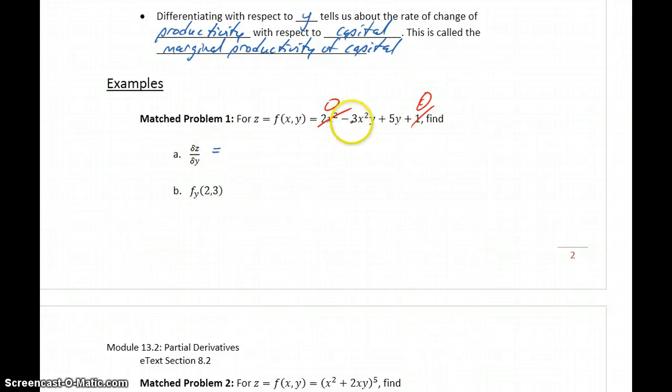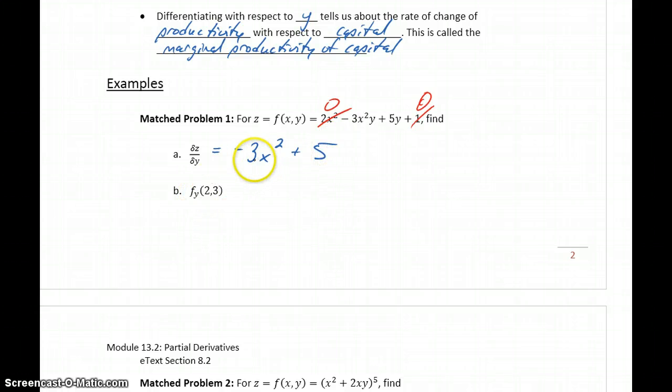So for our derivative, we only have to worry about negative 3x squared y and plus 5y. Here we have both x and y occurring in the same term, but x squared is still just being treated as a constant. So the derivative of negative 3x squared y, or the derivative of a constant times y, will just be negative 3x squared. And then the derivative of 5y will be just 5.